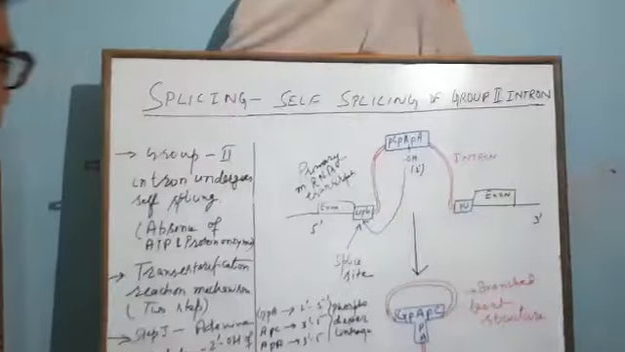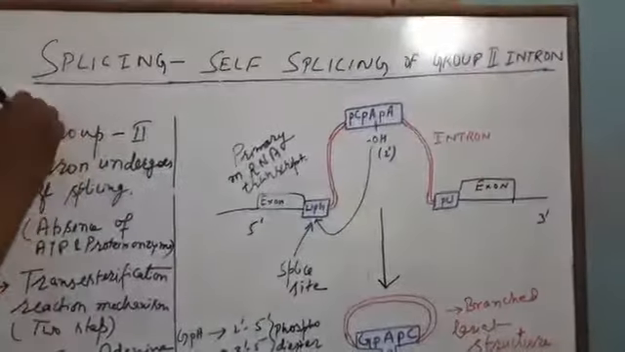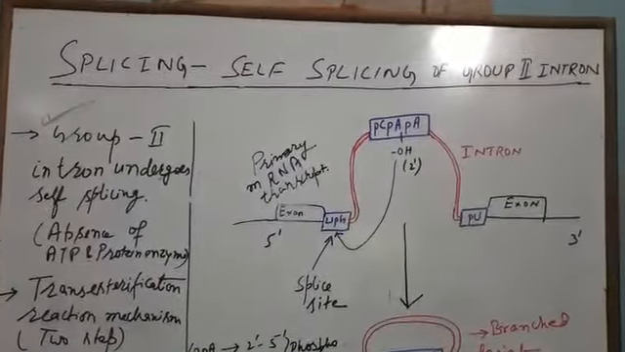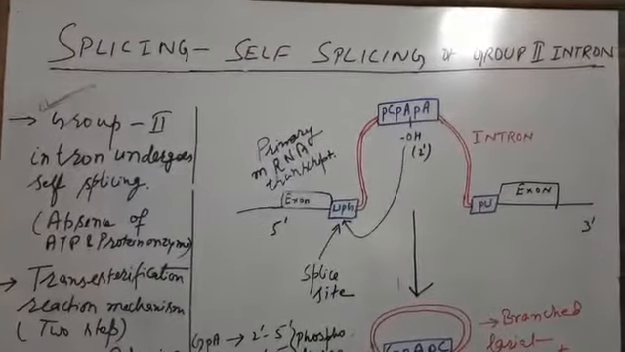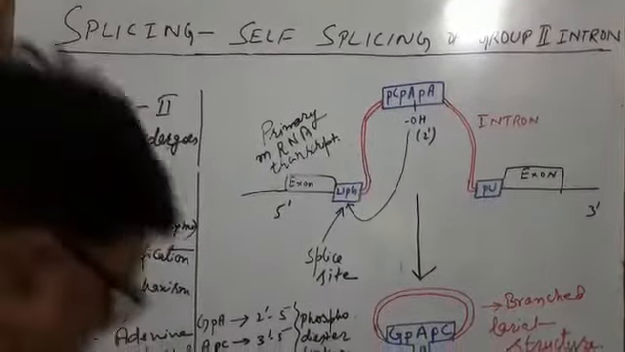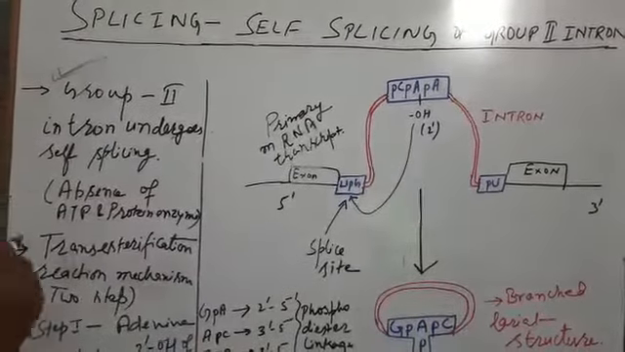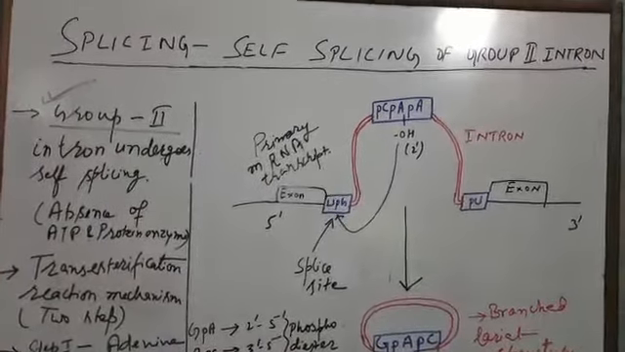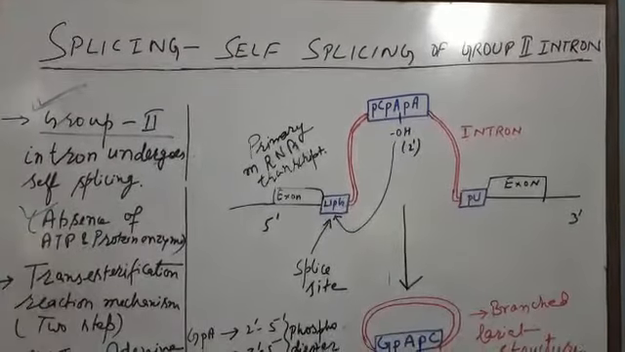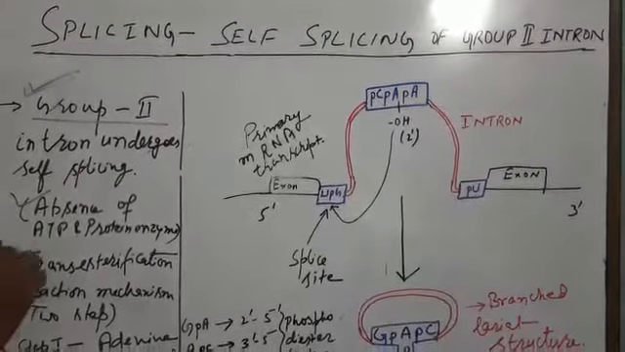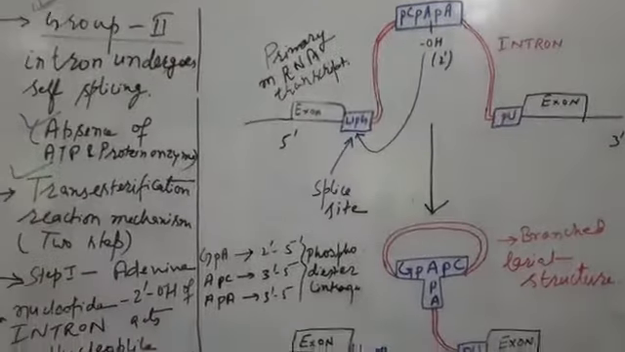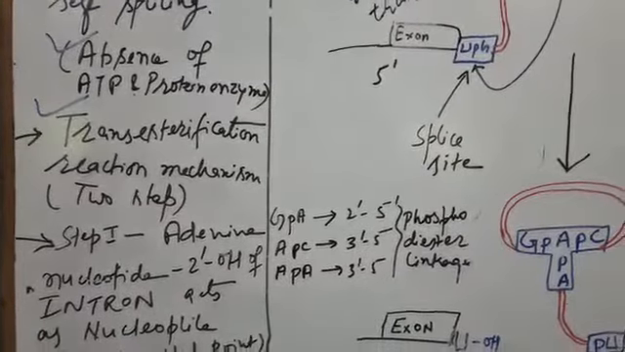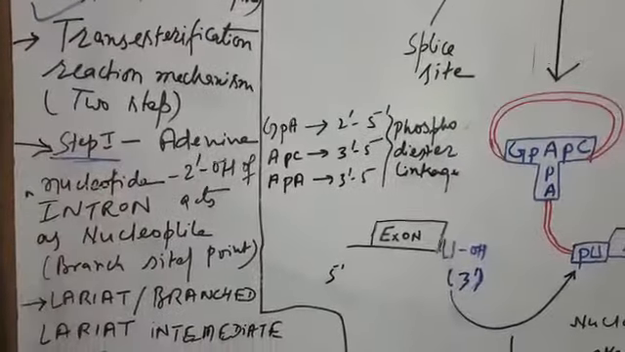Now let us see here what we said. We said that group 2 introns undergo self-splicing, obviously in the absence of ATP and protein enzyme, and the mechanism is trans-esterification. Out of the two steps, what is the first step?